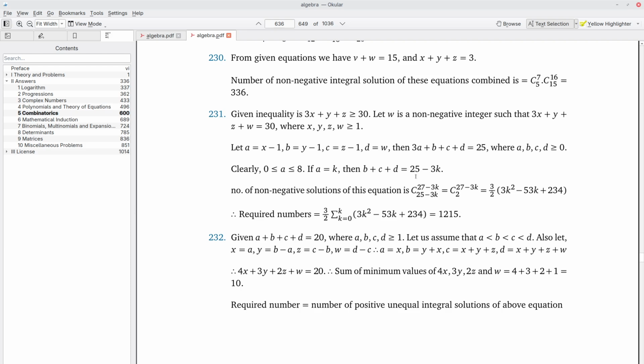Now we apply the formula: 25 - 3k is to be divided into 3 parts. So (25 - 3k) + 3 - 1, that is 27 - 3k choose 25 - 3k, which is equivalent to 27 - 3k choose 2. Expand this, and you get 3/2 multiplied by (3k² - 3k + 234). And here you will vary k from 0 to 8. So this I could have written as 8. And you sum this, you get 1215.